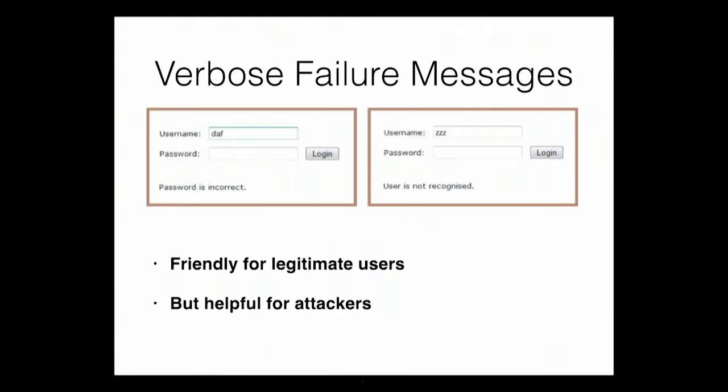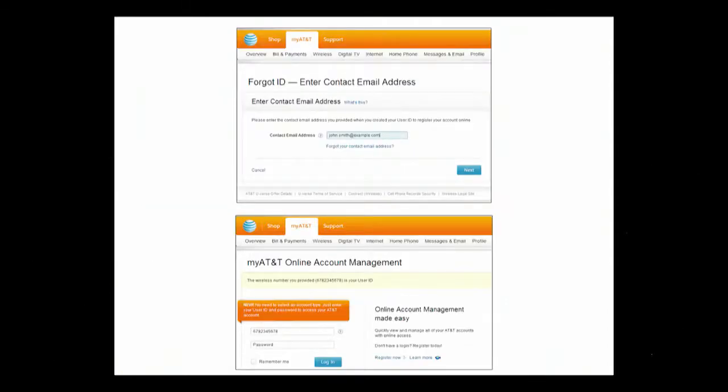All right. You might have verbose failure messages. This is pretty common. So you try to log in, it tells you password is incorrect. Here it tells you user is not recognized. Many people do this to help users see where they made a mistake. This is a very bad idea. It turns out to be very fatal. This is what Weave did. AT&T's login for AT&T accounts for iPads using AT&T had this feature. You could put in an email address and it would tell you whether that email was in the system or not.